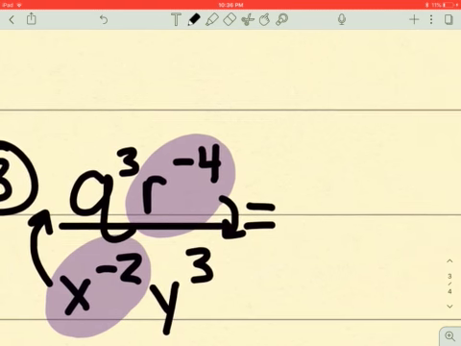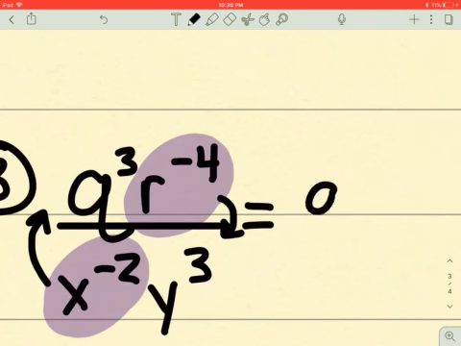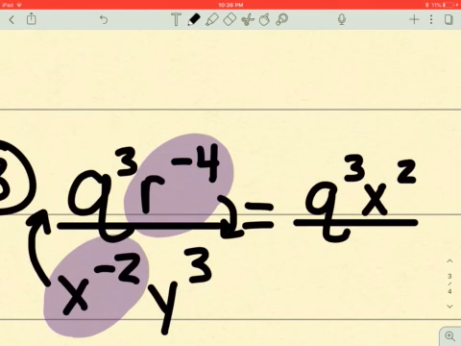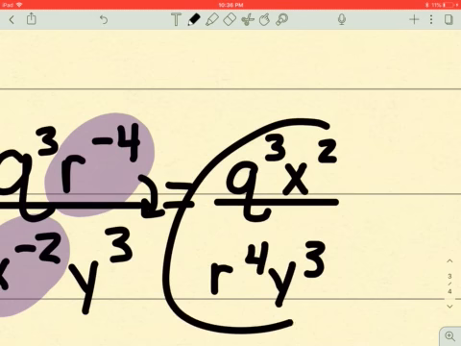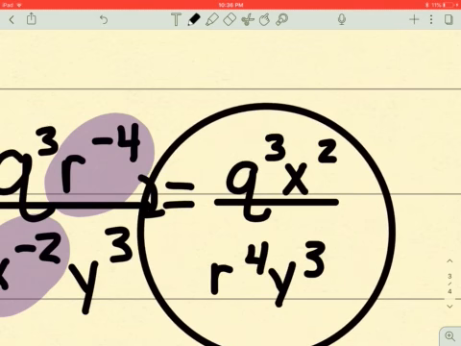So all that tells me is I'm going to move this one to my numerator, I'm going to move that one to my denominator. So my final answer would be q to the 3rd, and that q to the 3rd stays because it's positive, over x to the 2nd, fraction bar, my r to the 4th, and my y to the 3rd stays because it's already positive. So if it's already positive, it stays where it's at. Ooh, that's kind of ugly.